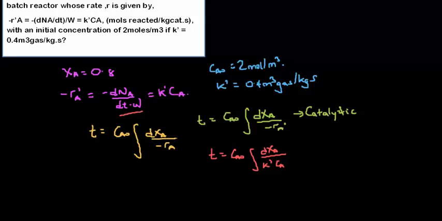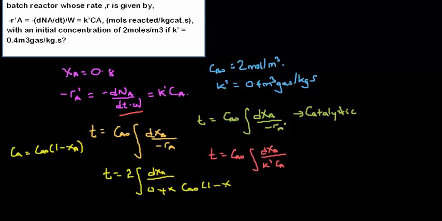Continuing with this, I have t equals CA naught, which is 2 mole, integral dXA over k prime, which is 0.4, times CA. Now we all know that CA is equal to CA naught into bracket 1 minus XA. I'm assuming that it's not a variable volume here. That's why I have CA naught times 1 minus XA.